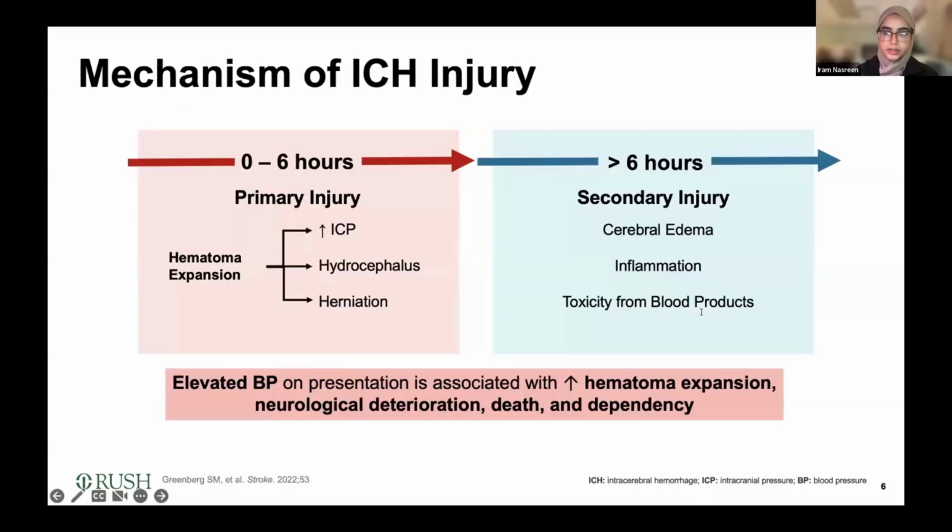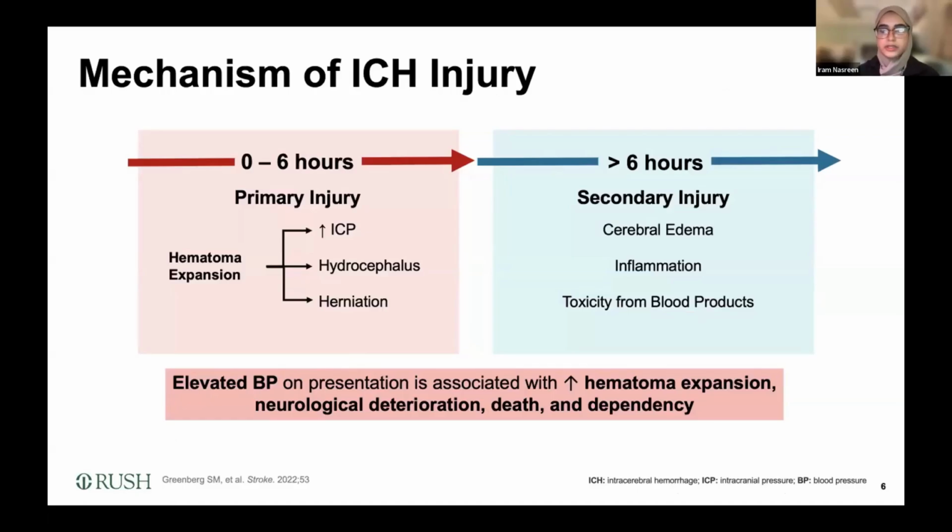Now we're going to switch gears and look at intracerebral hemorrhage and how blood pressure would play into this. So we can think of intracerebral hemorrhage in terms of two phases of injury. There's primary injury, which occurs immediately due to the bleeding, and secondary injury, which develops over time as the body responds to the hemorrhage. For primary injury, this occurs within the first 6 hours of insult.